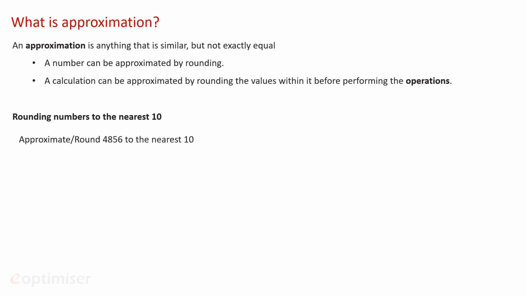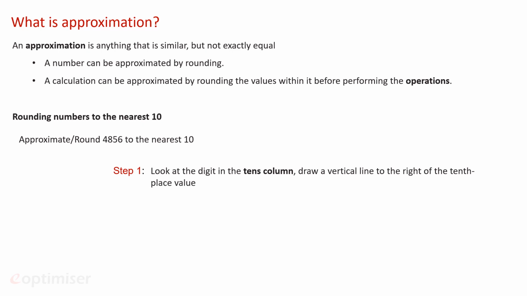So what do we need to do? First, we need to look at the tens column. You learned the place value table. Here, 6 is the unit, 5 is the tens column, and 8 is in the hundreds column. So 5 is in the tens column, and we have to put a line on the right hand side of the tens column. If they ask you to round to the nearest 10, you have to put the line after the tens column.